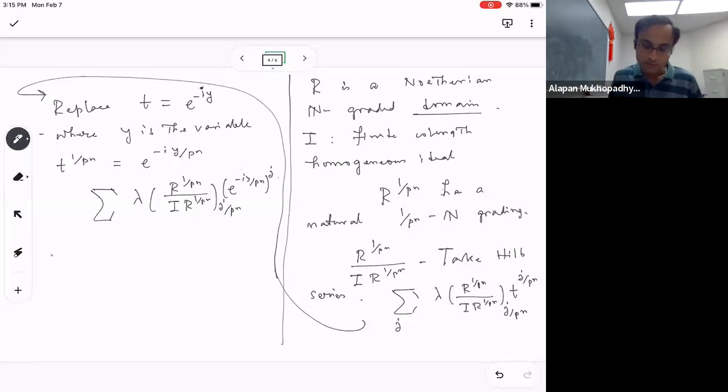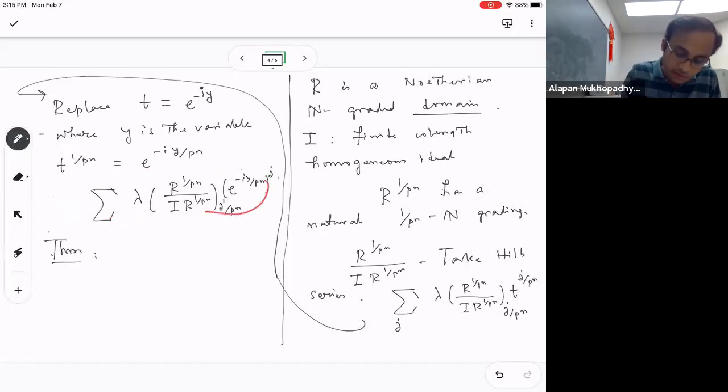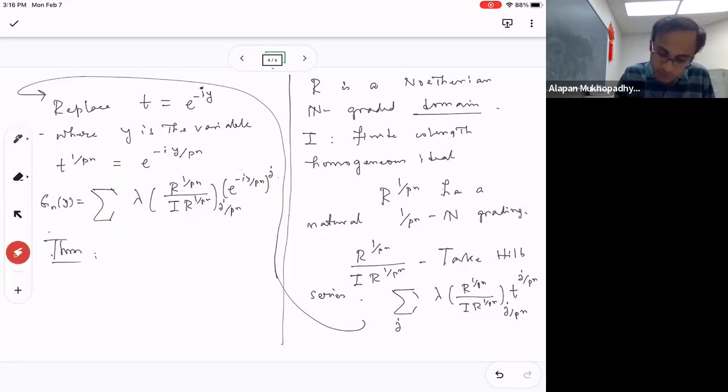Okay, and what's the theorem now? The theorem is that, so you can look at, so this gives you a sequence of functions in the variable y. So the dependence on n is here. So if I look at the sequence of functions and normalize it appropriately, then the theorem is that this sequence of functions actually converges to a holomorphic function.